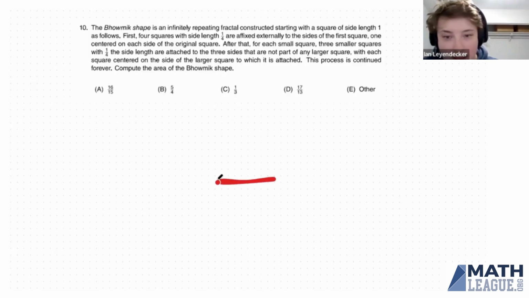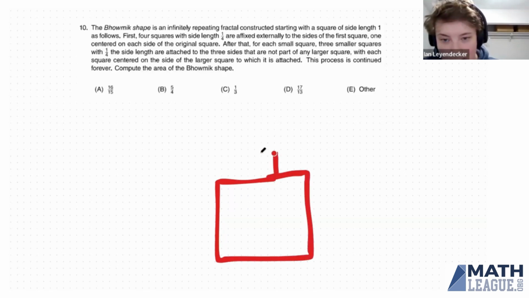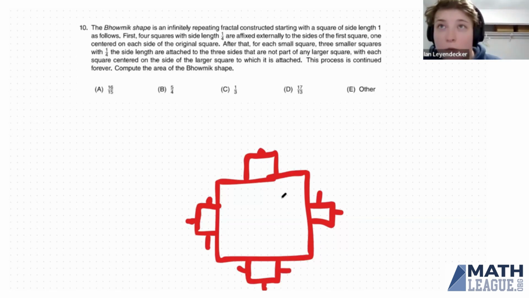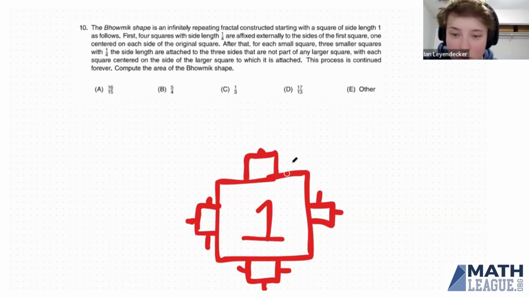Well, let's imagine this Bohm-Mix shape being drawn. And then we've got the 1/4 squares, not to scale. And then the 1/4 squares on those, so on and so forth for eternity. We can split this calculation into 2 different parts. First of all, we can take this square with side length 1. This has area 1.